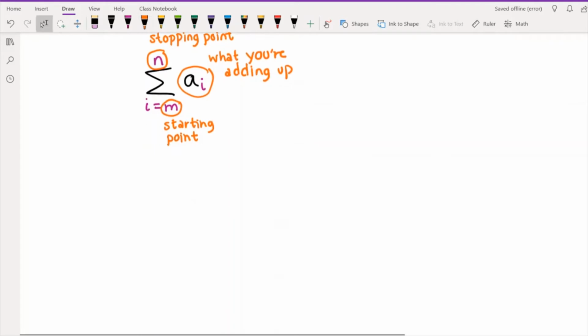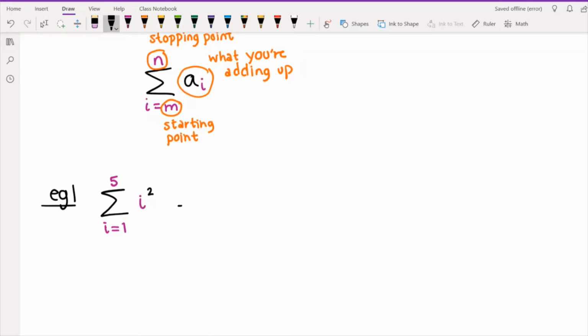So let's look at a concrete example. So let's say that we wanted to take the sum from I equals 1 to 5 of I squared. And sorry, let me use the same color here. So what does this mean? This means that you're going to take this A sub I squared and add it up to itself, and you're going to start by plugging in 1 for I, and you're going to stop by plugging in 5. So the first thing we're going to do is 1 squared.